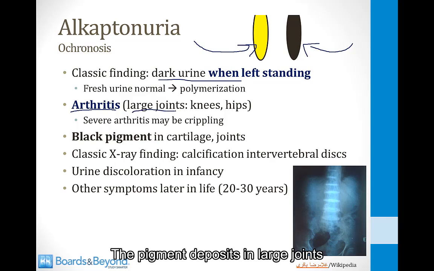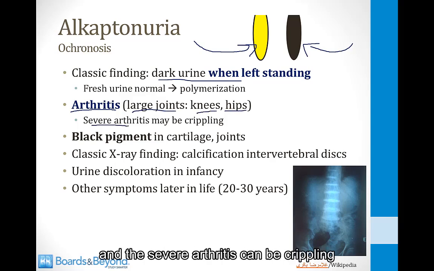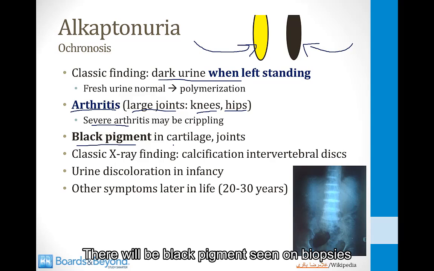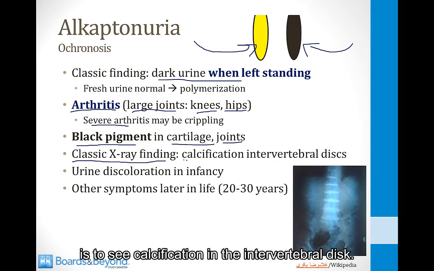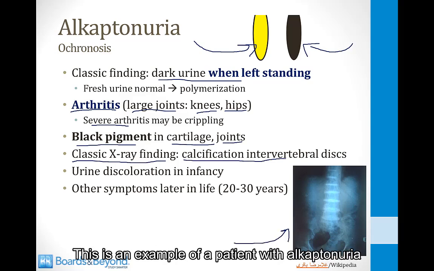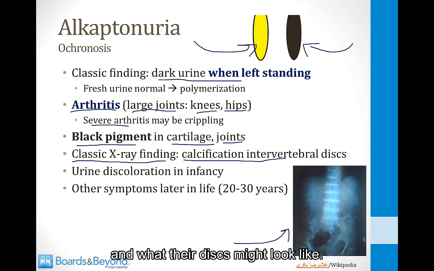The pigment deposits in large joints like the knees and the hips, and the severe arthritis can be crippling in patients with alkaptonuria. There will be black pigment seen on biopsies of their cartilage and their joints. The classic X-ray finding is to see calcification in the intervertebral disc. This is an example of a patient with alkaptonuria and what their discs might look like.